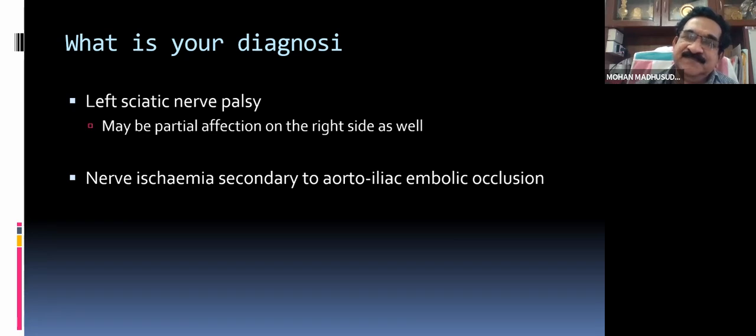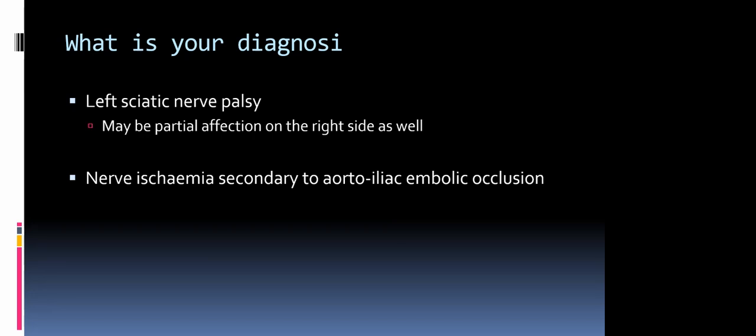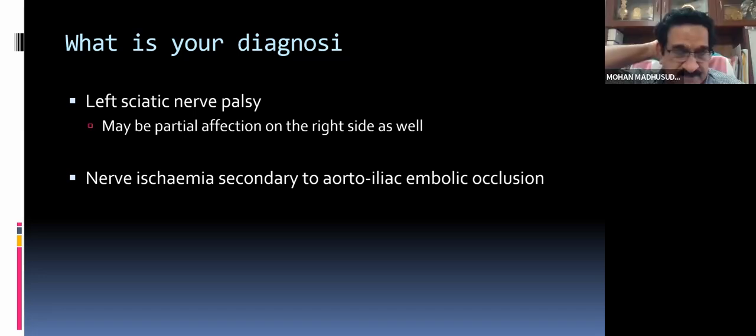Okay. As Paul was telling, most likely in the popliteal artery, at or near the popliteal fossa, producing ischemia to the common peroneal nerve as well as the tibial nerve. The tibial nerve affection was less compared to that of the common peroneal nerve.